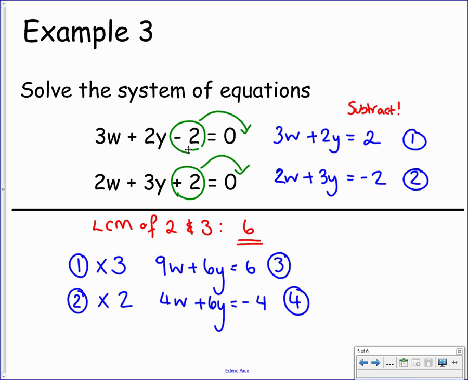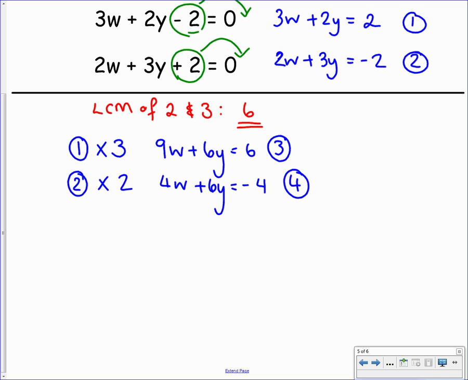Now what you can see is that both of these equations have the same value for y. So we're ready to do elimination. We're not interested in 1 and 2 anymore, we're just going to use 3 and 4. So same signs tell us that we have to subtract. In this case, the bigger w term is in equation 3. So let's do equation 3 take away equation 4 this time.